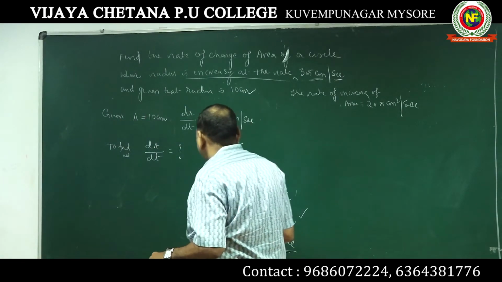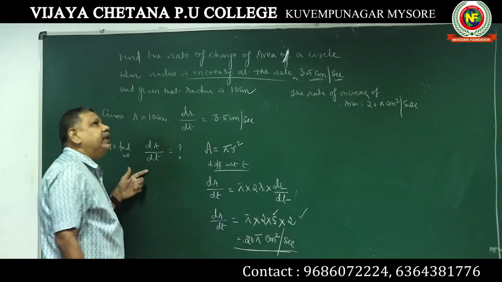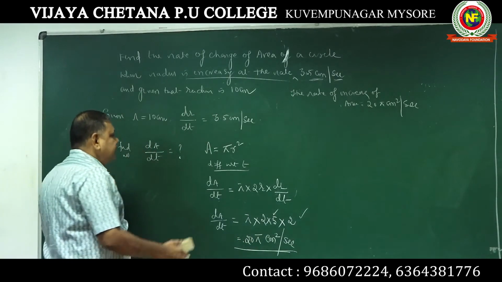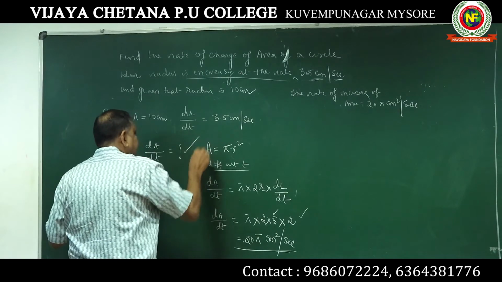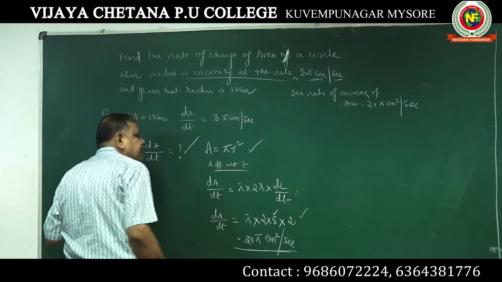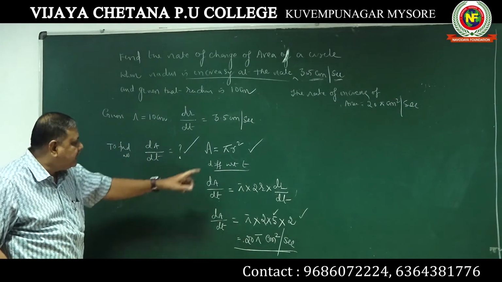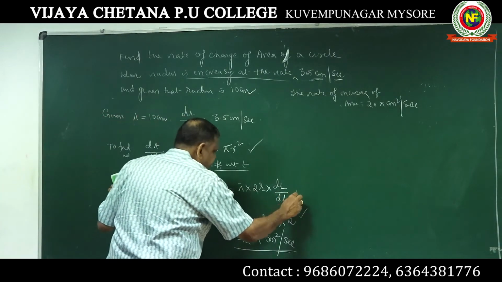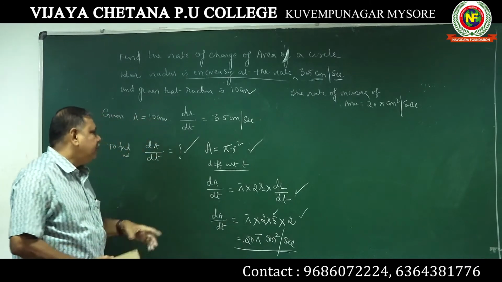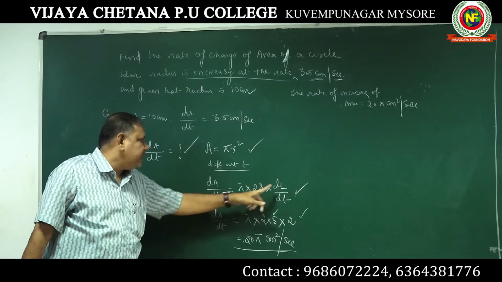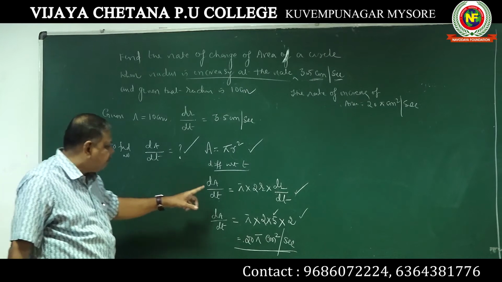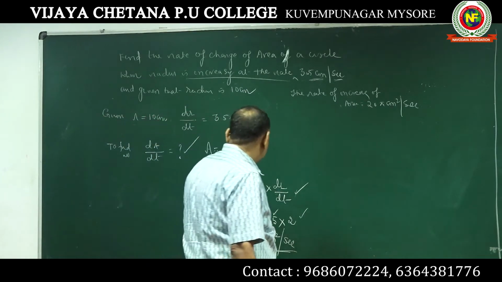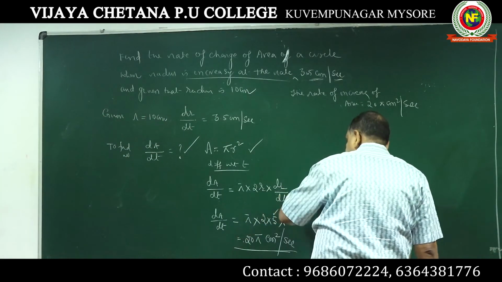R is 10 centimeter. Same thing, to find dA by dt we need, and same thing take this dA by dt. A is equal to pi r square. Write down the same thing, A is equal to pi r square. Differentiate with respect to t, up to this you copy. Pi is a constant, so pi into 2r into dr by dt.